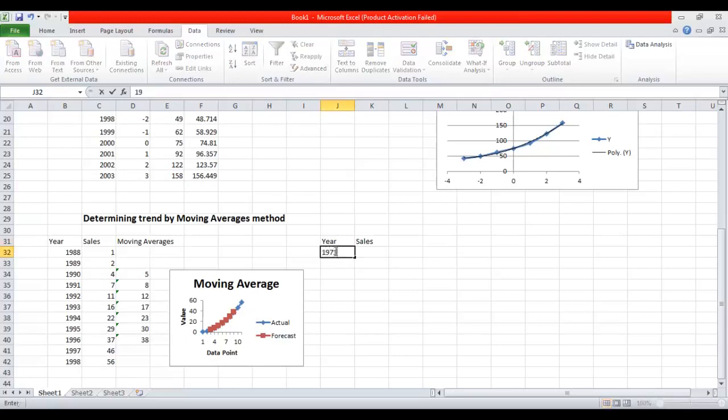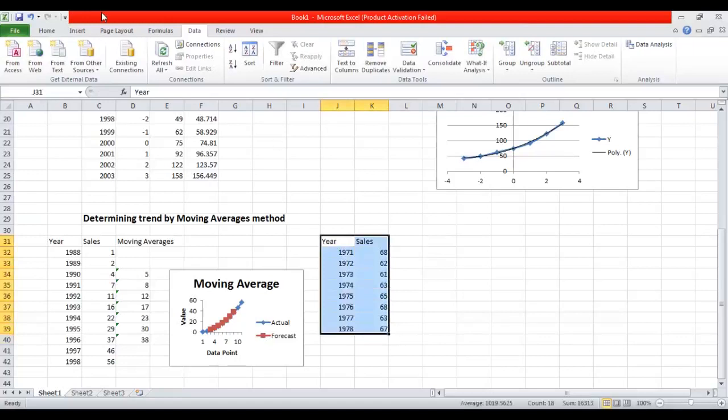So 1971, 1972 up to 1978. These are the different year values with the corresponding sales values as 68, 62, next is 61, 63, 65, 68, 63 and 67. Several different year values and also the sales values.